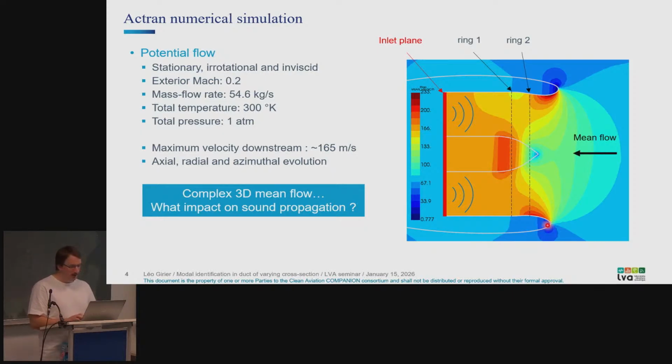Okay. So what we can see here, also for reference, I've shown in dashed black line the position of the microphone array. So this is this particular area that is of interest for us. And in this area, the mean flow is actually pretty complex, three-dimensional, varying axially, radially, azimuthally. So the question is, how does it impact sound propagation?